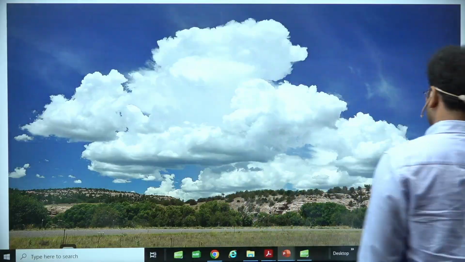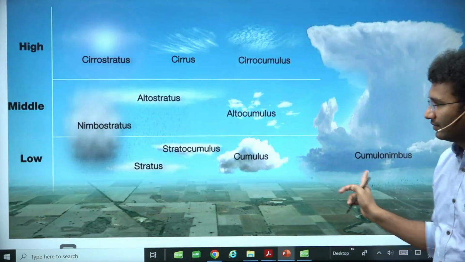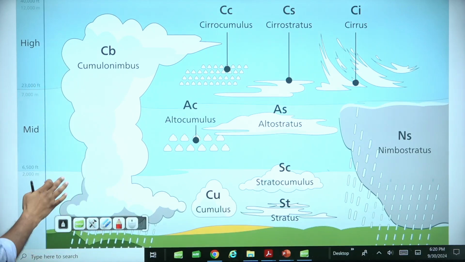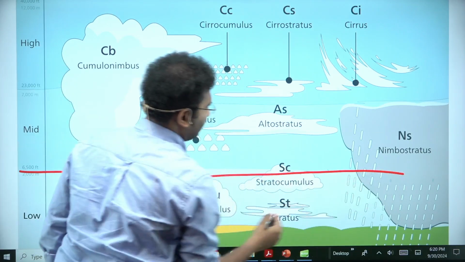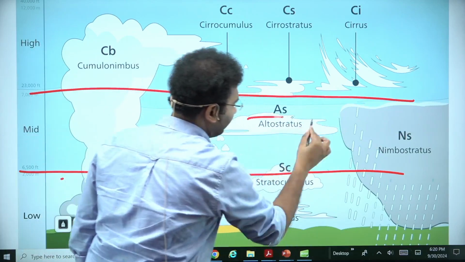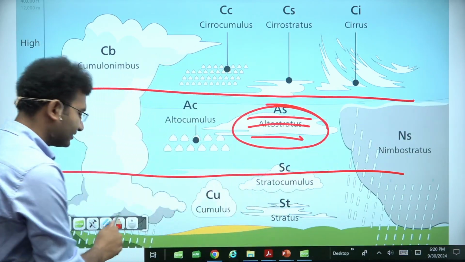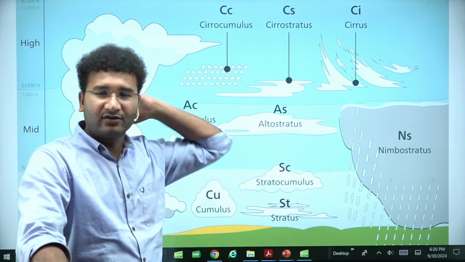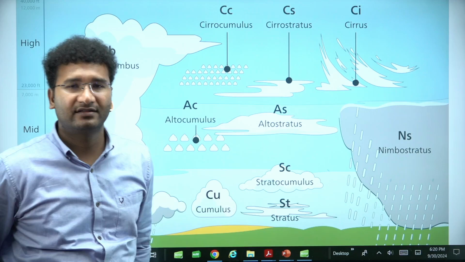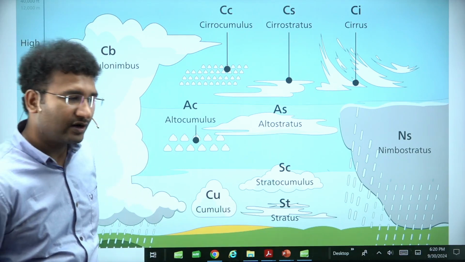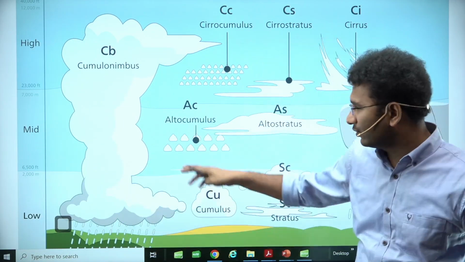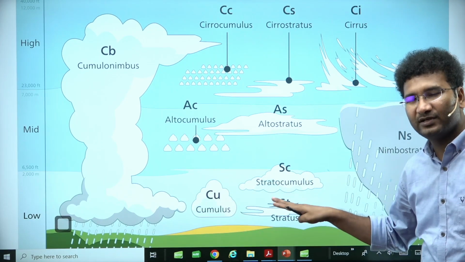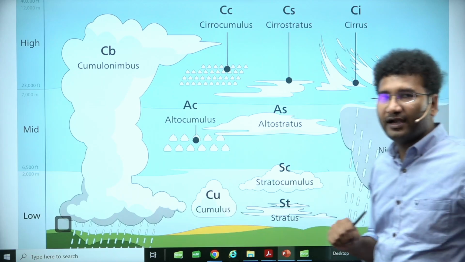Now come back to the classification here. If the middle clouds are layered like this, they are called altostratus, right? And nimbus can be present at the lower end and can go up to somewhere around 3 to 5 kilometers height. That is called nimbus, right? Now come to the lower clouds. Cumulus can also be present in the lower clouds. Stratocumulus, like layers and cumulus, can be present in the lower heights, and nimbus can also be present in the lower heights.